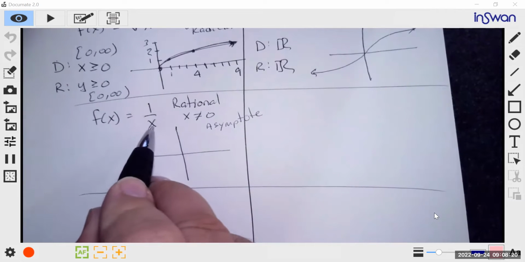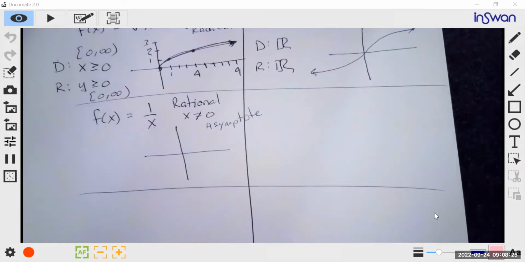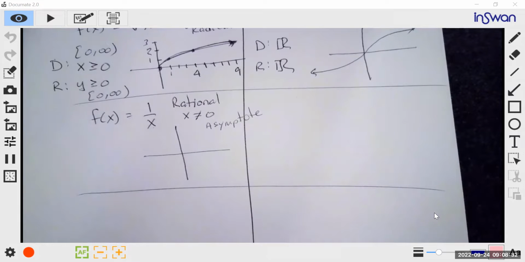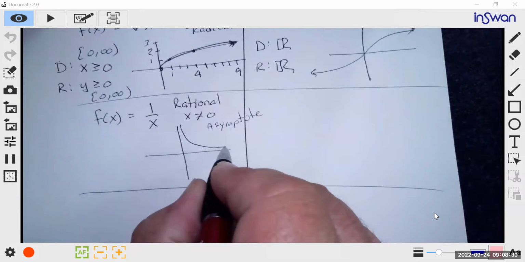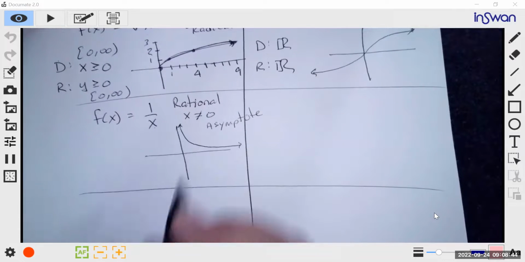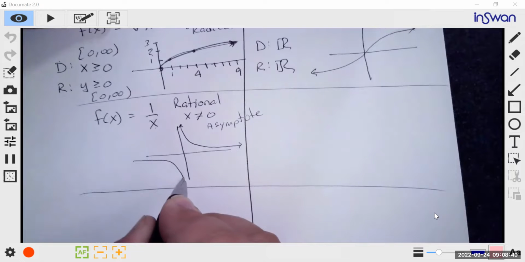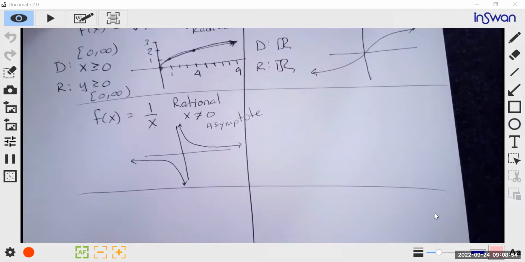So basically, the bigger the bottom number becomes, what happens to the overall number? Bigger x gets, what happens to the number 1 over x? It gets smaller and smaller and smaller. So that means the closer it gets to 0, it gets bigger. And the farther it gets from 0, it goes to 0. It goes very close to 0. Likewise, in the negative realm, but it stays in the negative quadrant.